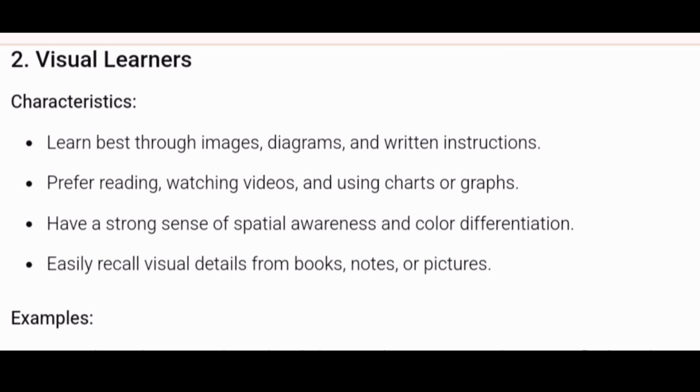Have a strong sense of spatial awareness and color differentiation. So visual learners can differentiate, yes, this is violet, this is indigo, this is blue, this is green, right? They are spatial learners, or they have a lot of spatial awareness. Easily recall visual details from books, notes, or pictures. Visual learners study from textbooks, make their own notes, or collect pictures. They can learn with the help of pictures.